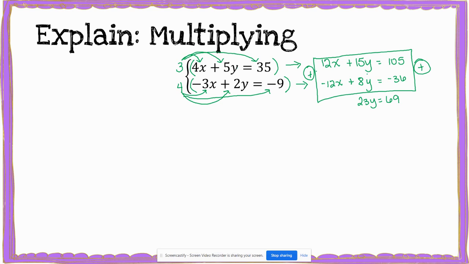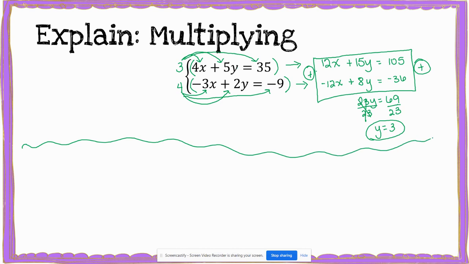Now I still need to get y by itself, and it's being multiplied by 23. So I'm going to divide by 23 on both sides of this equation. These 23s will cancel to leave me with y equals, and then 69 divided by 23 gives me 3. So now I know that the value of y is 3.